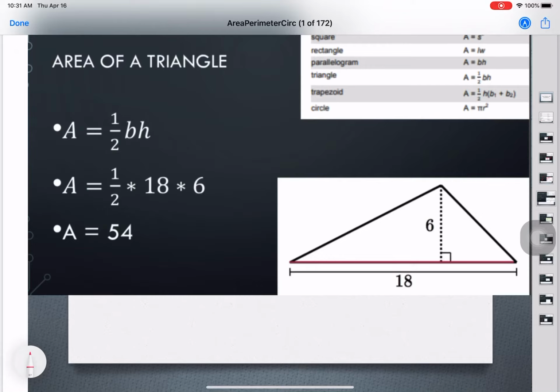The area of a triangle is half times the base times the height. So even if the triangle is flipped around the other direction like this, this is still the base. And then the height is the distance from the top to the bottom if it's laying that way. So it's just 1/2 times the base times the height. That's all it is.